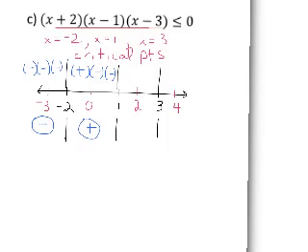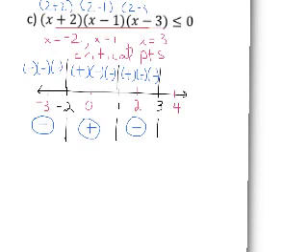So now I'm going to try 2 to represent the regions between 1 and 3. So if I put 2 in, I get a positive. And 2 minus 1 gives me positive 1, so that's a positive. 2 minus 3 gives me negative. That's a negative, and a positive times a negative is a negative.